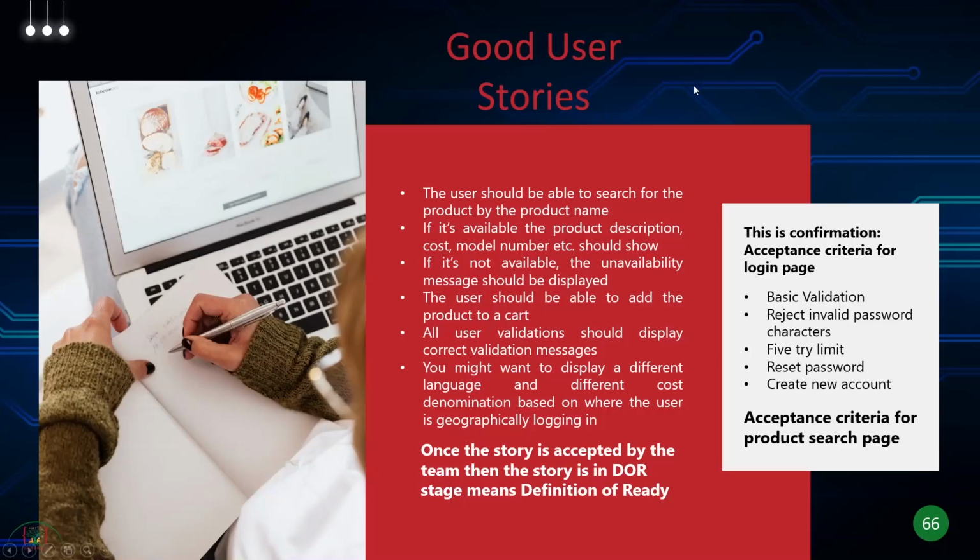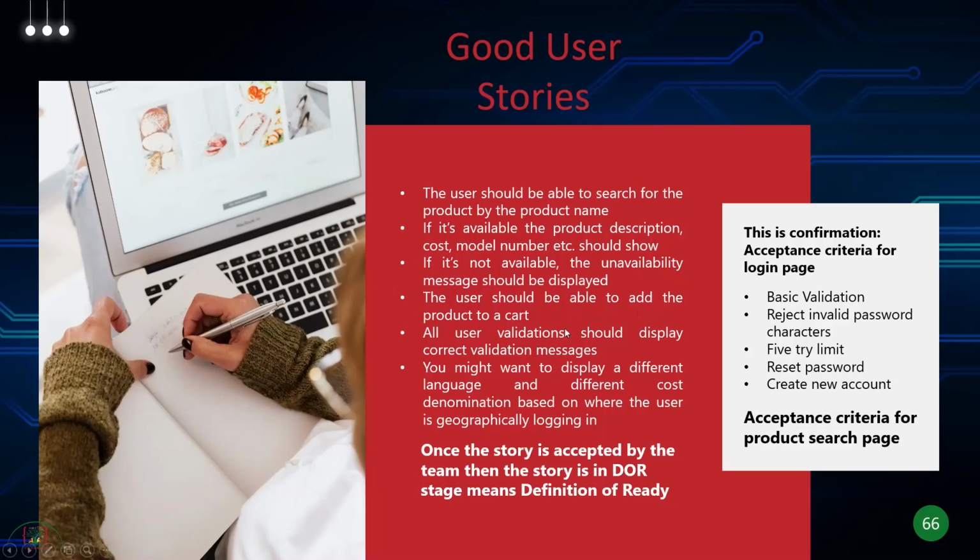Then, continuing on the good user story, with the same example of the e-commerce website, we want to make sure the user is able to search for the product by the product name. You should have a product description, cost, model. If the product is not available, you should have a message that flashes that the product is unavailable. You can even give some competitive similar products, give suggestions to the users.